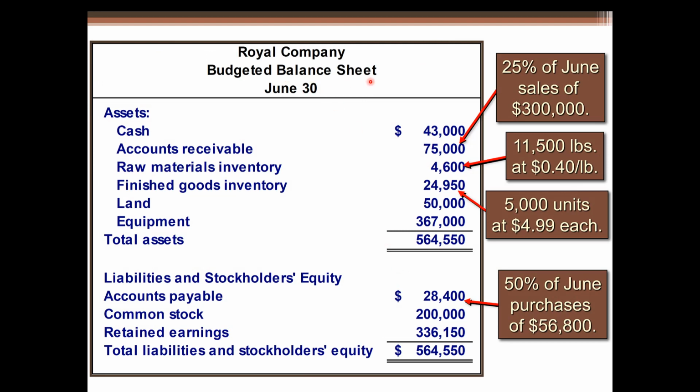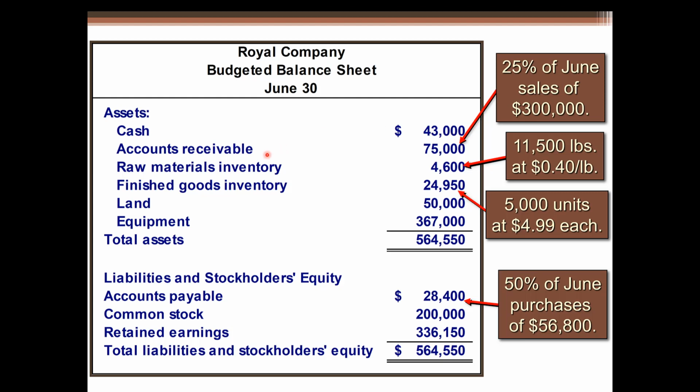Budgeted balance sheet is prepared based on the accounting equation. Assets equal liabilities plus shareholders' equity or stockholders' equity. So we first organize asset accounts. We have cash number 43,000. That's from cash budget.